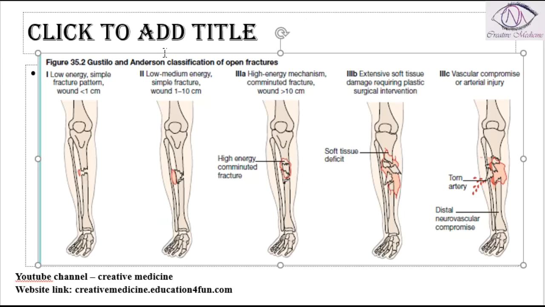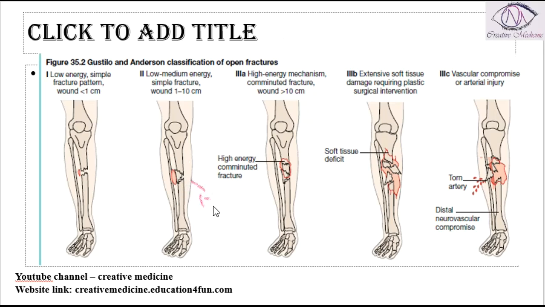According to Gustilo Anderson classification of open fractures, stage 1 is puncture wounds of less than 1 centimeter in length, and they are clean. Whereas in stage 2, these are low to medium energy fractures which have a length of around 1 to 10 centimeters, and soft tissue damage is present.